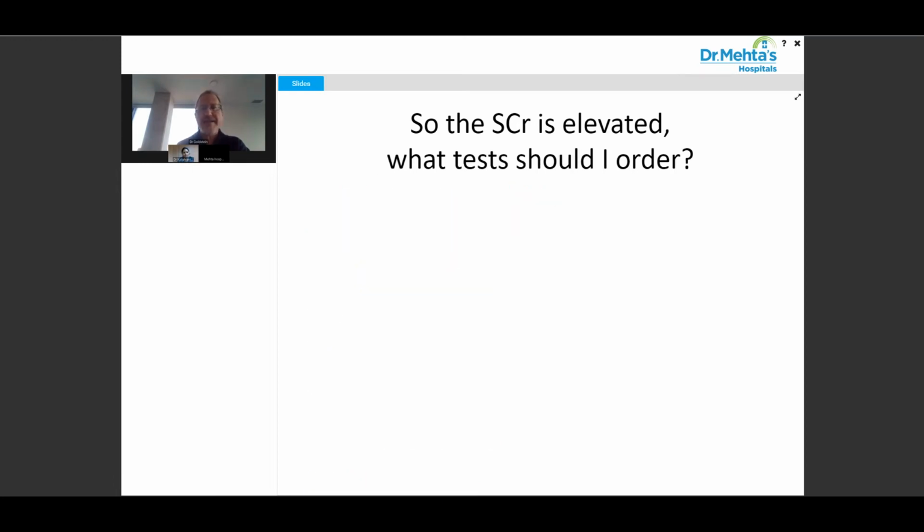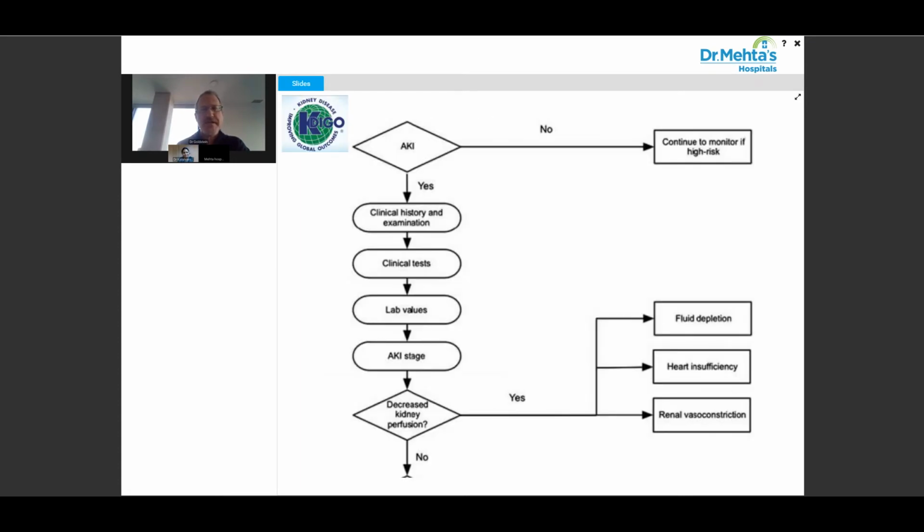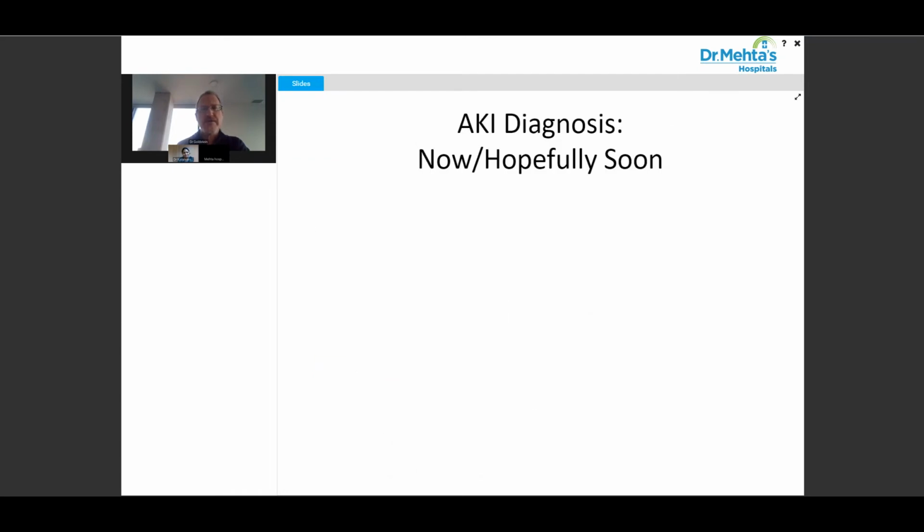So the creatinine is elevated. What tests should I order? Now it gets really interesting. So let's think about the clinical tests. Well, AKI diagnosis now and then hopefully soon.